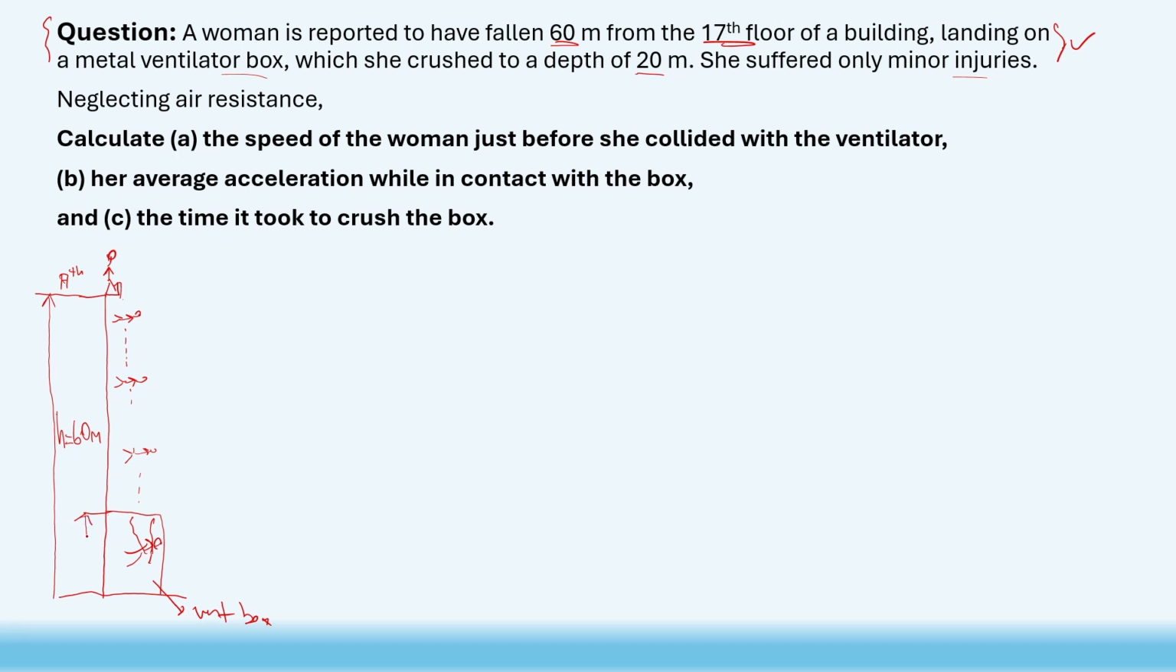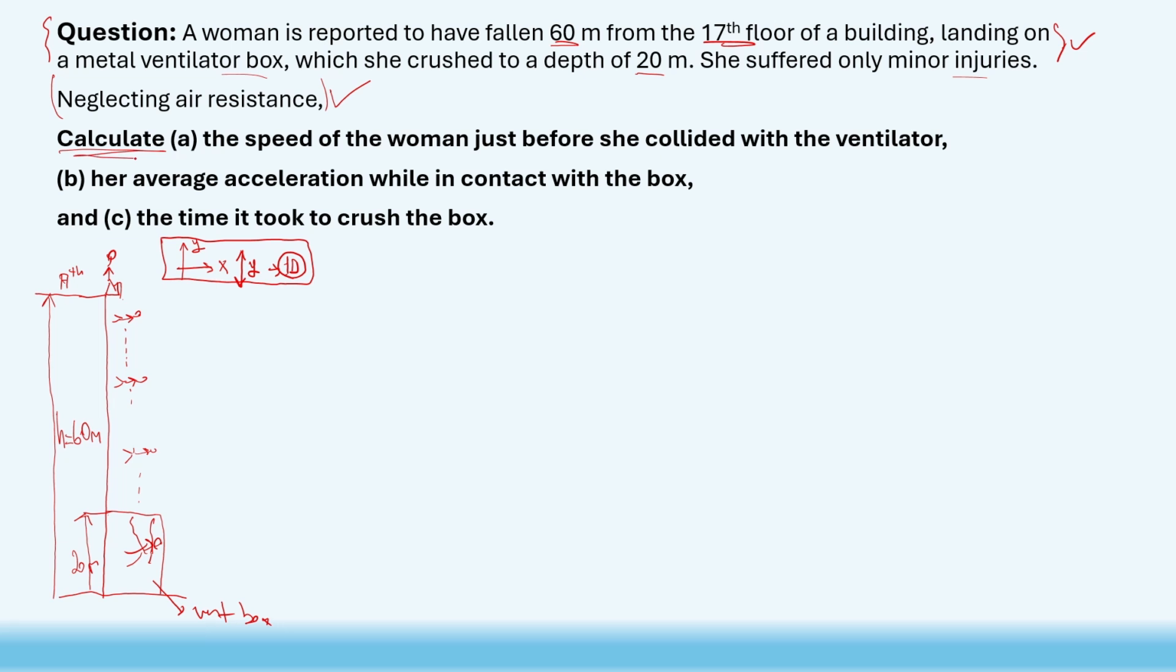And the information provided indicates that the crush injury to the ventilator box was 20 meters due to the woman's fall. In summary, this is what happened. To better solve our problem, we can use the X and Y coordinate system and understand that the movement here is in the Y direction. Additionally, motion is movement in one dimension. Following our analysis and notes, we can now answer the questions. Here's one additional piece of information as well: neglecting air resistance.